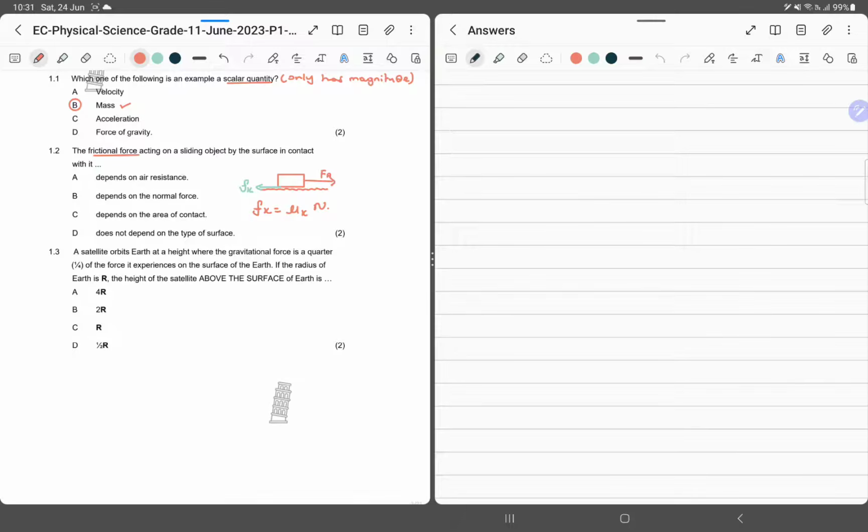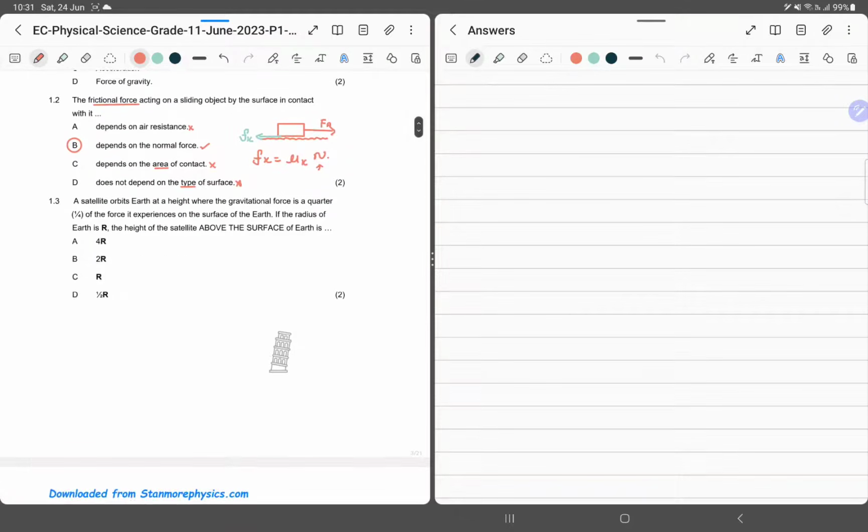So does it depend on air resistance? The answer is no. Does it depend on the normal force? Yes, because we can see that the normal force is part and parcel of how we calculate our frictional force. Does it depend on the area? The answer is not the area, but the type of surface. It does not depend on the type. Technically, it actually does. So because it says it does not, then we cancel that out. So the answer becomes B.